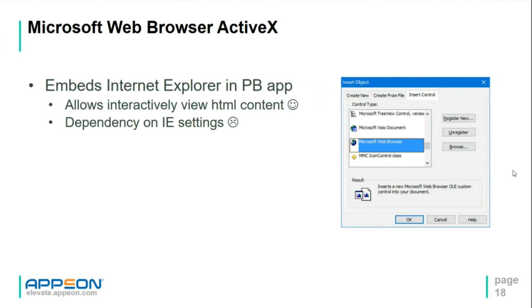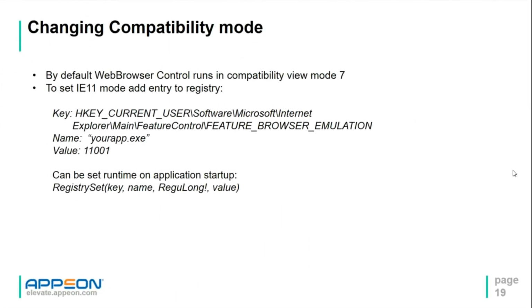Okay, once it's done, you go back to PowerBuilder and insert the web browser ActiveX control into the window. Keep in mind though that by adding that control, you add a dependency on IE settings. Luckily, all the issues can be resolved.